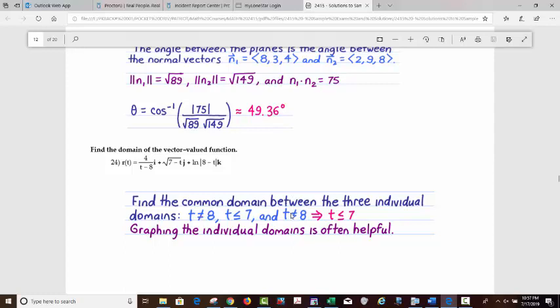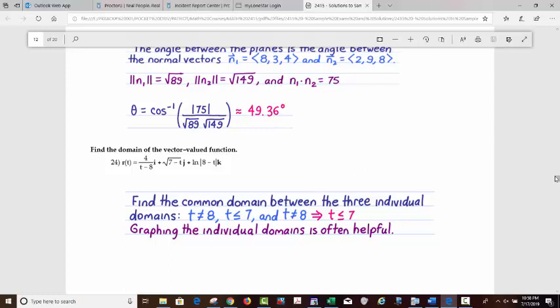Now, that's a weird coincidence that the first and the third had the exact same restriction. Well, that's fine that t can't equal 8, because t being less than or equal to 7 ruins 8 anyway. It's not part of the domain. So less than or equal to 7 is the common domain for all three of those, so therefore it's the overall domain of the vector valued function. So just do each domain. You can even write them like I did in my notes, as three separate number lines, and just look at them and see where they share common ground.